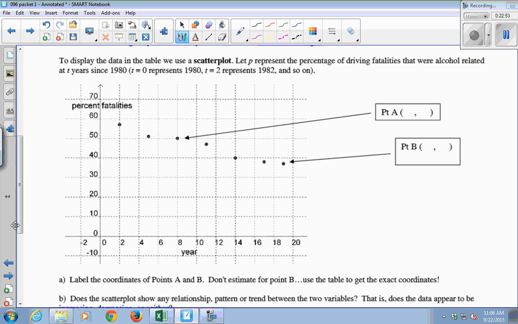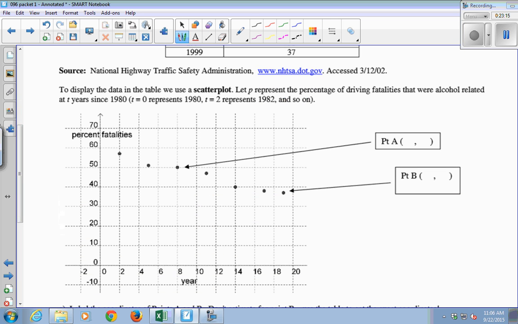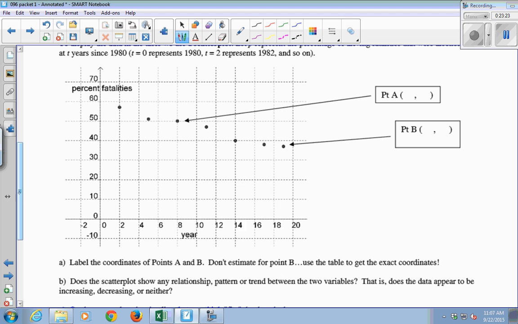If I wanted to display this data from the table in a graph, I could treat these like points. This could be (1982, 57), (1985, 51). But 1985, 1982, those are big numbers. So instead, I'm going to treat 1980 like year 0. So 1982 is going to be year 2, 85 is year 5. It just makes it so that I can have smaller numbers on the x-axis. On the x-axis is going to be year, on the y-axis is percent fatalities.